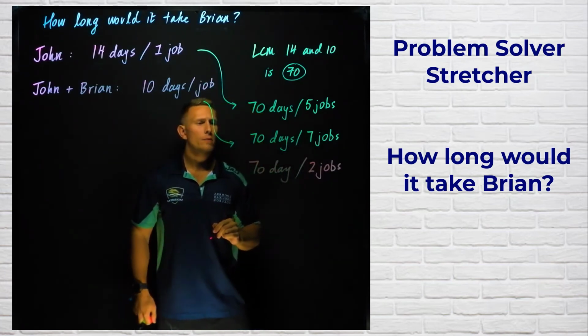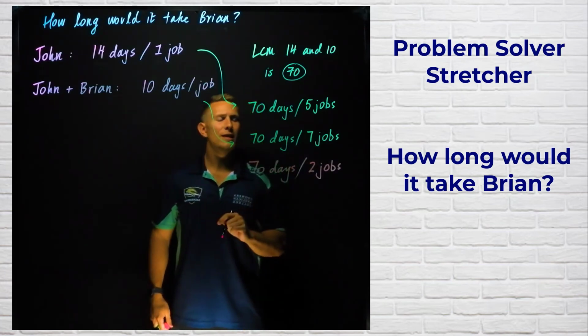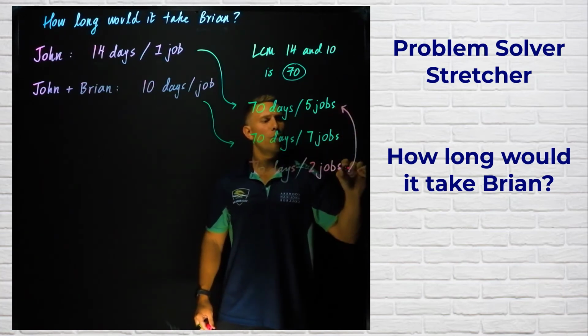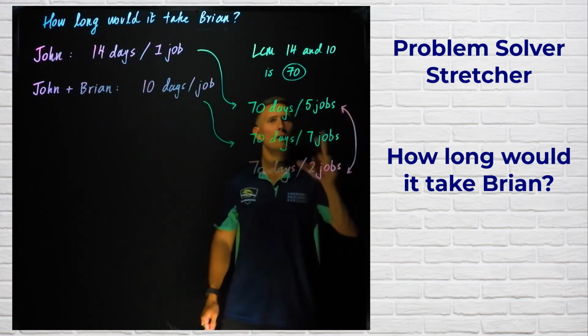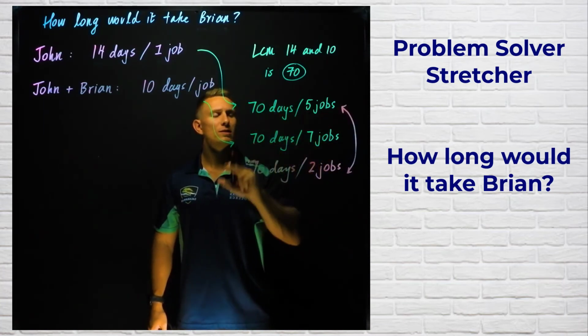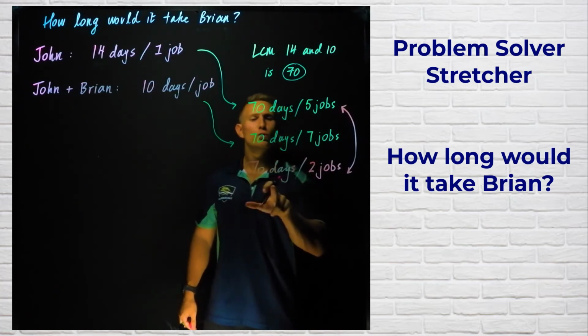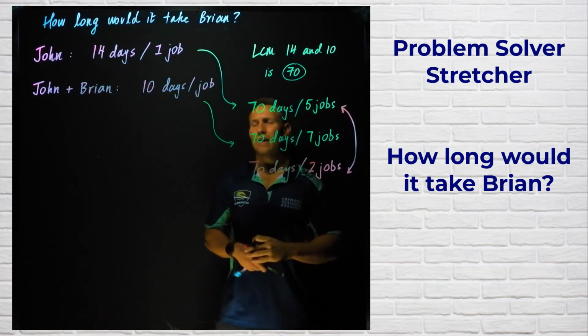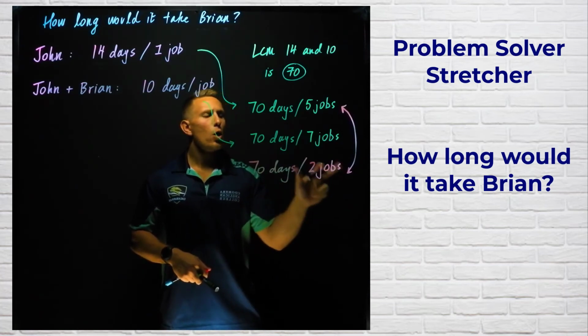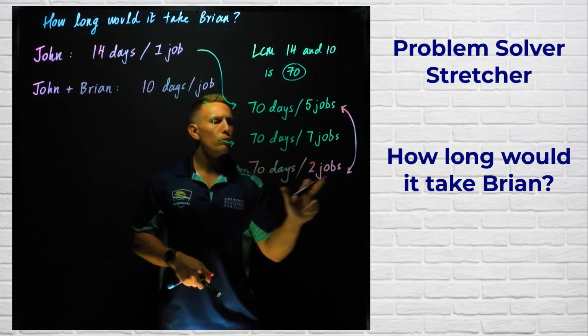So this is the number of jobs that Brian can complete in 70 days. Because if we add Brian and John together, John can do 5 jobs in 70 days, and Brian can do 2 jobs in 70 days. If we add them together, so if they work together, they can do 7 jobs in 70 days. So we haven't quite solved the problem completely.